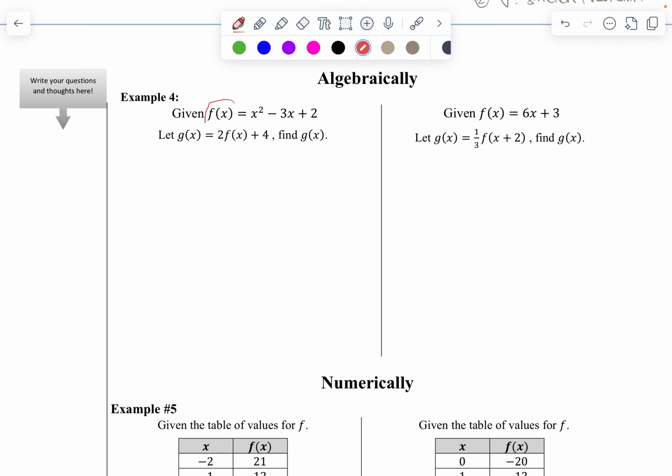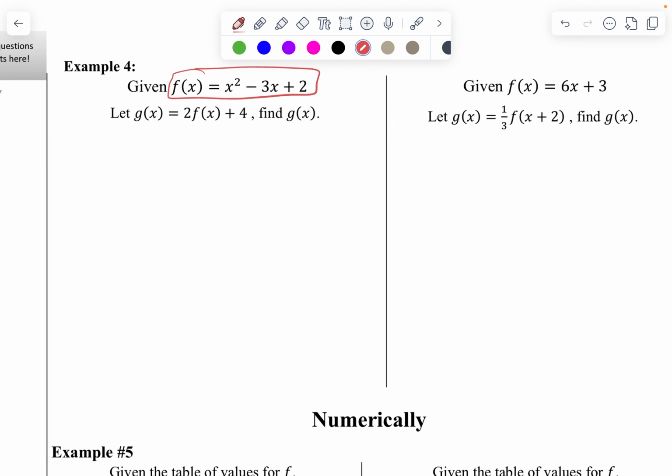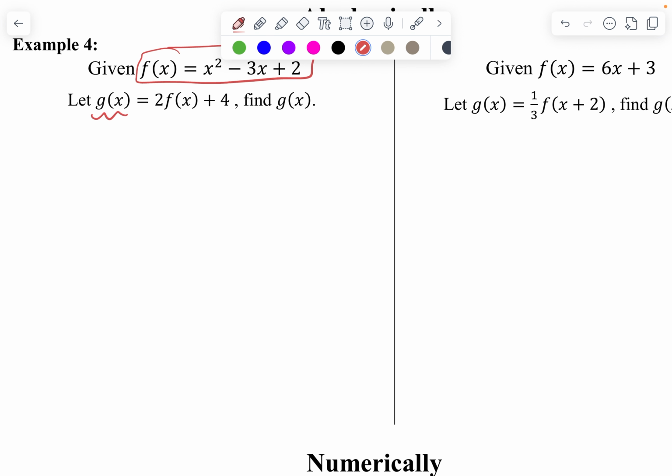So if we're given f of x is x squared minus 3x plus 2, then let g of x equal twice that function plus 4. So remember, these are both going to be vertical moves. This is going to move it vertically. It's going to be a stretch by 2. So remember, everything's going to double. And then we're going to add 4, which is going to shift it up vertically by 4.